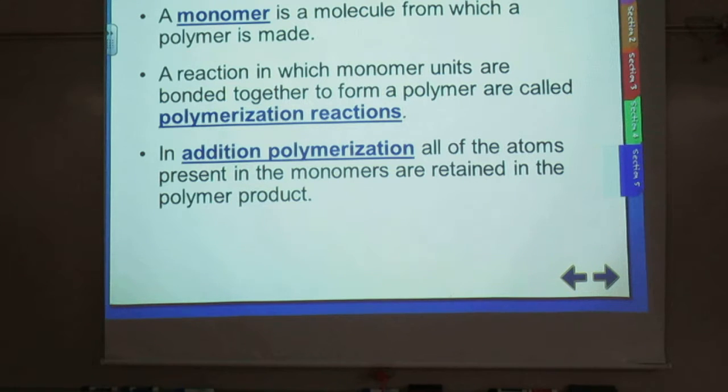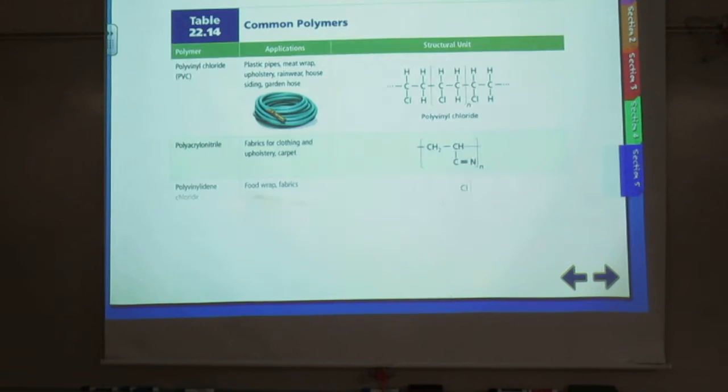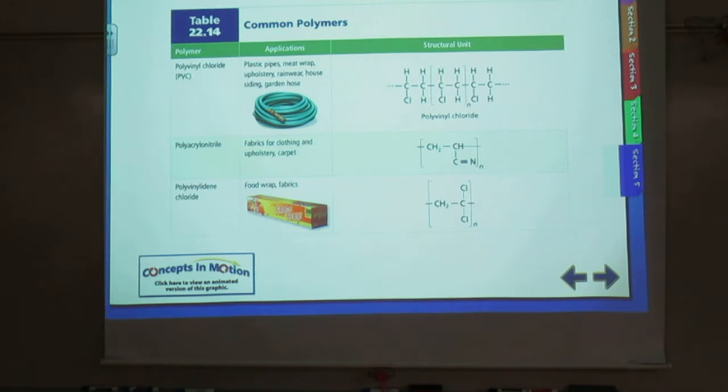You may remember these words from your vocabulary. Here are some examples of where polymers are made. You'll see polyvinyl chloride, commonly known as PVC, which is found in PVC pipes used in home improvement all over the place. The picture there of a hose is found in wrap, like plastic wrap, rain gear, and siding for your house. It's all PVC.